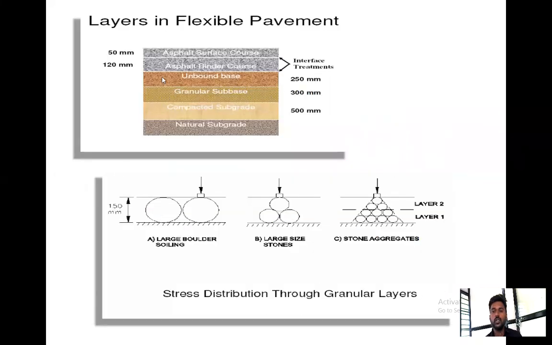Also, they have shown the layers here. The same diagram is there. And see here at the bottom, in the second diagram they have shown the stress distribution through the granular layers. As we have told, the distribution of stress in the flexible pavement is in a granular way, because there are a number of grains of different kinds of stones, boulders, and aggregates. So grain to grain distribution of the load will be there.